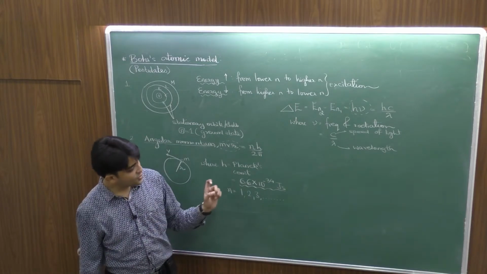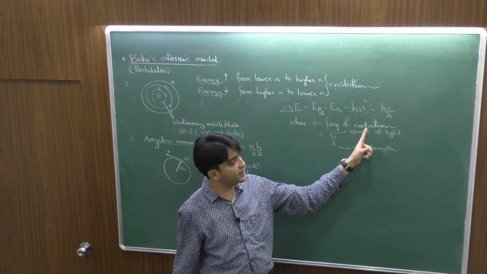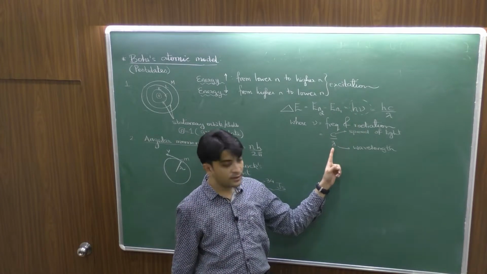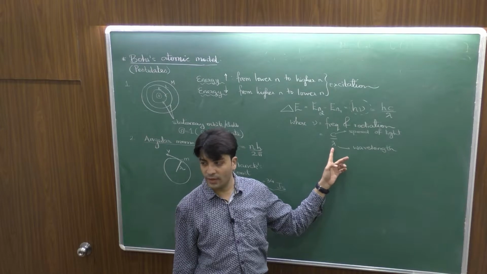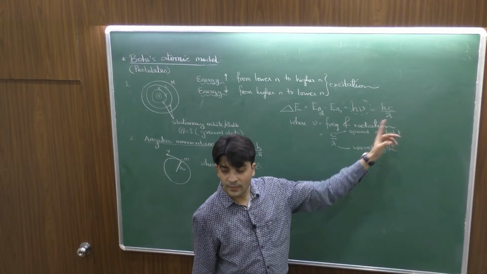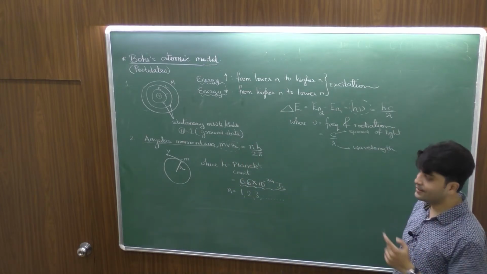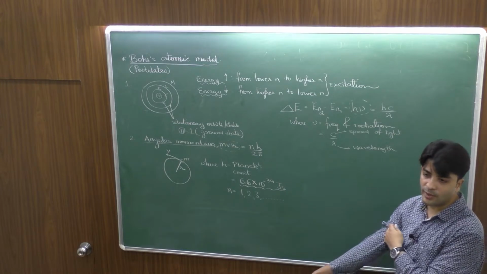H is Planck's constant again, having this constant value, into nu, which is the frequency of radiation, and it's given by the ratio of speed of light to the wavelength, c by lambda. So h nu could be written as hc by lambda. Now understand a very, very important thing. The second drawback of Rutherford, how is it getting eliminated through Bohr's atomic model?